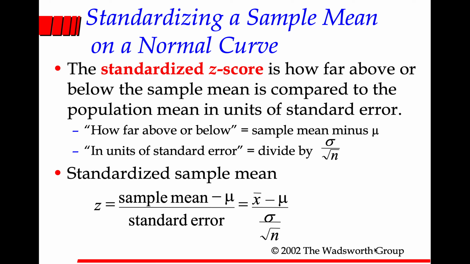Okay, standardizing a sample mean on a normal curve. The standardized z-score is how far above or below the sample mean is compared to the population mean in units of standard error, meaning how far above or below, that is, sample mean minus mu, and in units of standard error, divided by this equation. Okay, and in the meantime, the standardized sample mean can be defined as sample mean minus mu per standard error, which can be defined as such here.